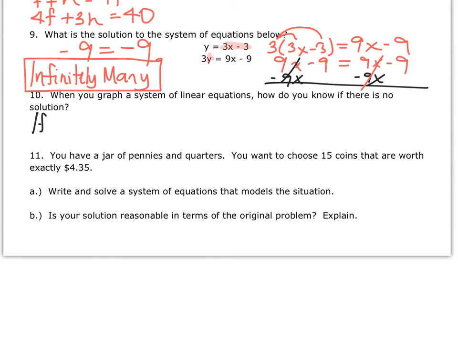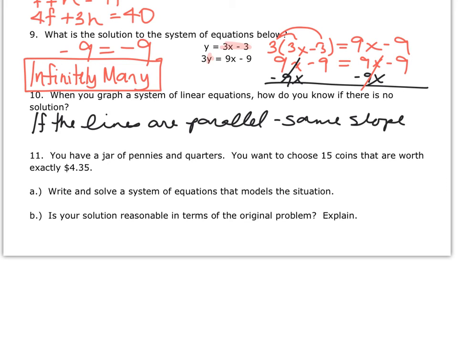I'm going to say if the lines are parallel, that means they have the same slope, right? Then there is no solution.